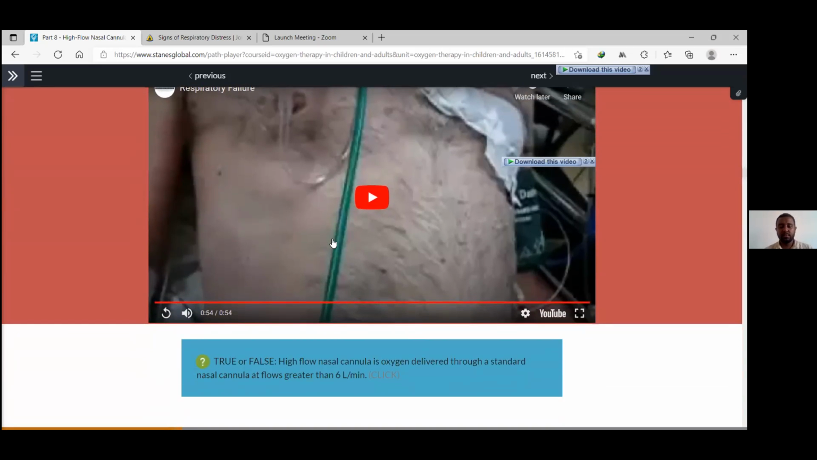So we have another question here, true or false. A high flow nasal cannula is oxygen delivered through a standard nasal cannula at flow greater than 6 liters per minute. Anyone who agrees or disagrees with this, let me know in the chat.